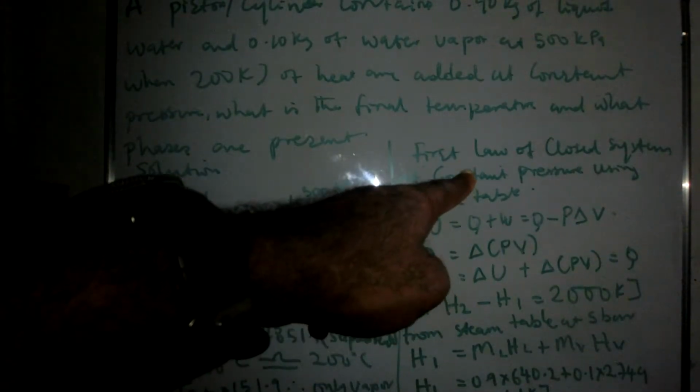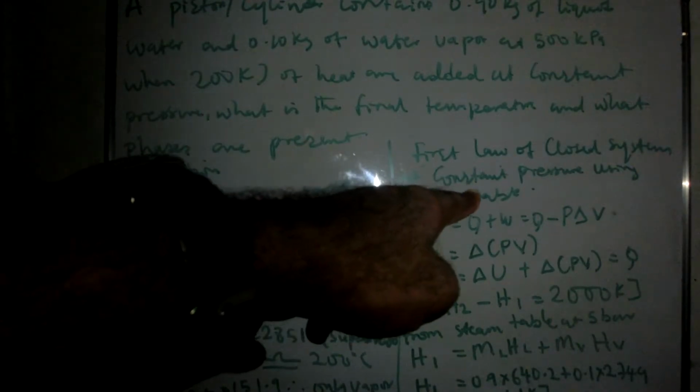This is 0.1 vapor, and this is 0.9 liquid. Pressure is 500 kilopascal, and it's moving to this other system 2, which is 500 kilopascal still, but we are looking for the temperature there. So to do this calculation, we simply use the first law of closed system at constant pressure, and we also use the steam table.